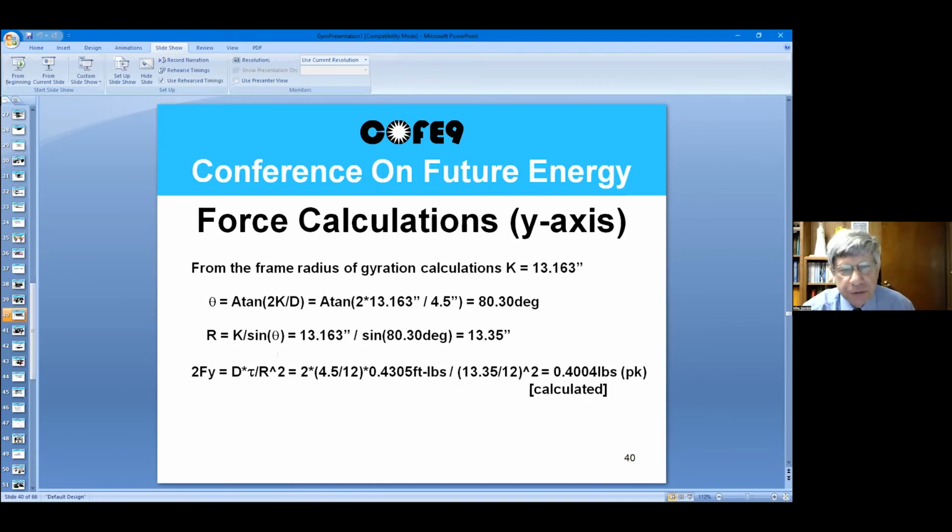You plug that into your torque equation, which is the d, the separation distance, times the torque divided by the radius. And so you have the torque, which is 0.43 foot-pounds, times the separation distance, and then you got to convert to feet, and there's 2 gyros, so you multiply by 2, divide by the radius, which is in inches, and convert that to feet, and you come up with 0.404 pounds peak, calculated output force of the 2 gyro system.